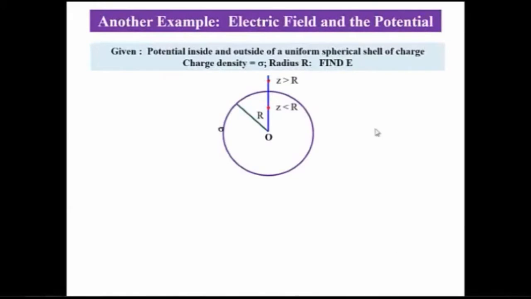Well, let's do another problem. We're going to actually use the results of a derivation that I'm going to give you later. And the results I'm going to give you is the potential. You're given the potential either inside of a sphere or outside of the sphere. The problem is to find E. So obviously, if we have the potentials, we can just take the gradients.